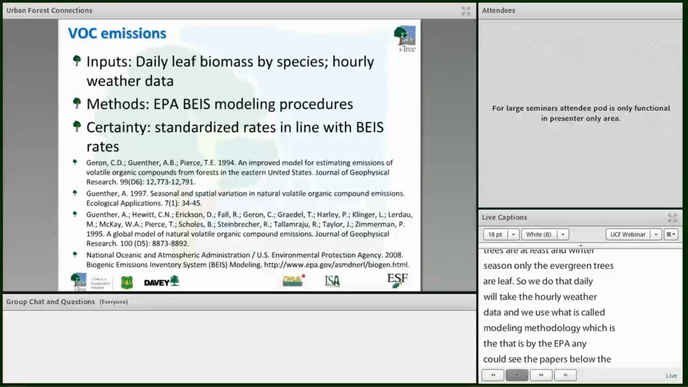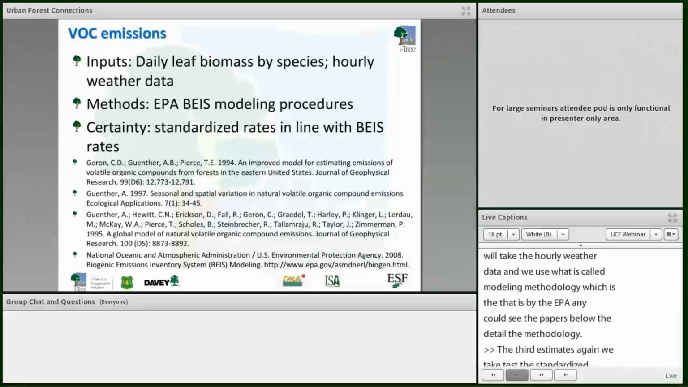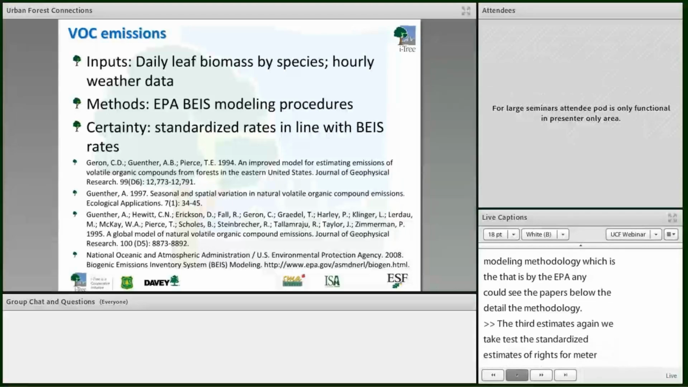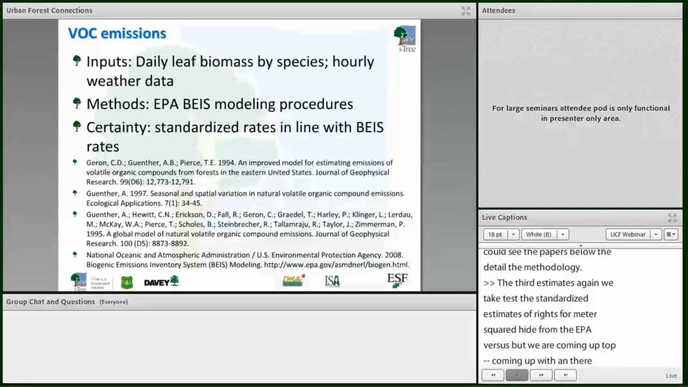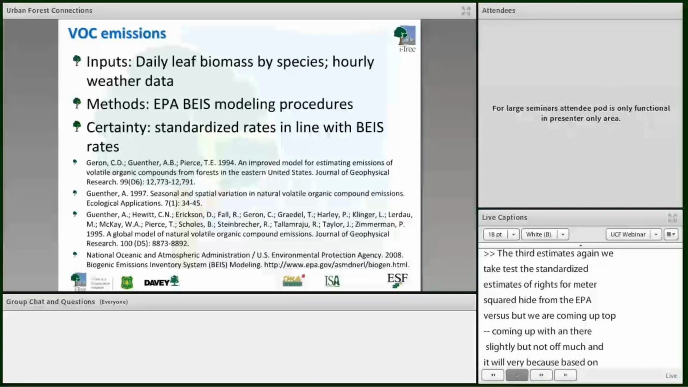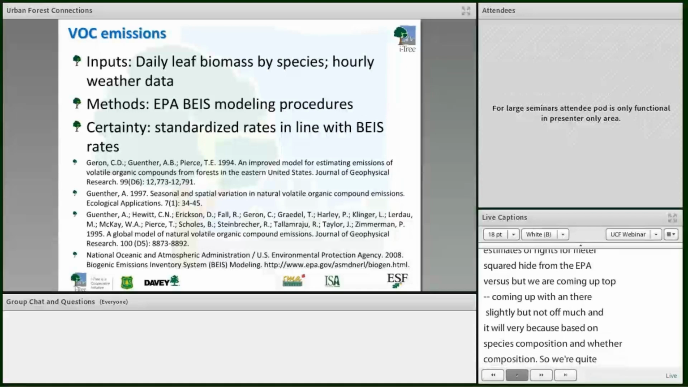Certainty of the estimates: again, we test the standardized estimates of emission rates per meter squared of forest type from the EPA versus what we're coming up with, and we're right in line with what they have too. I mean, they're obviously going to vary slightly, but they're not off much. And they will vary based on species composition and weather conditions. So we're quite comfortable that these numbers are doing well. We are going to add standard errors to these coming up, based on the standard error of sampling around leaf biomass.